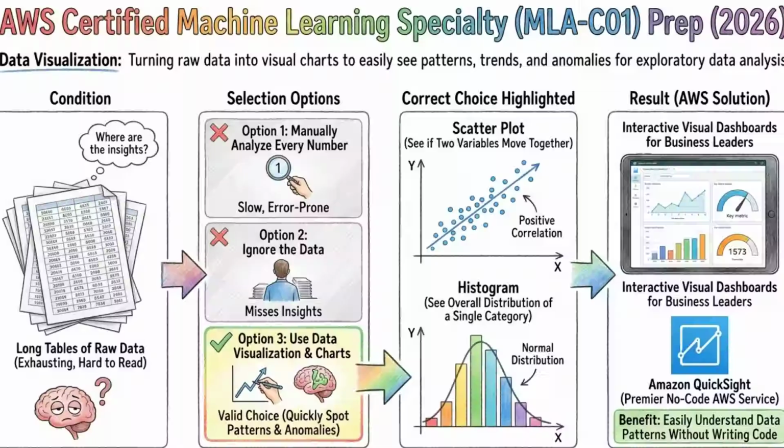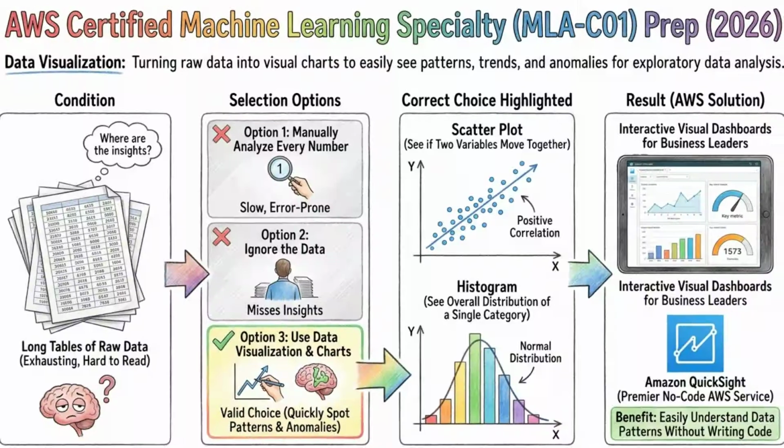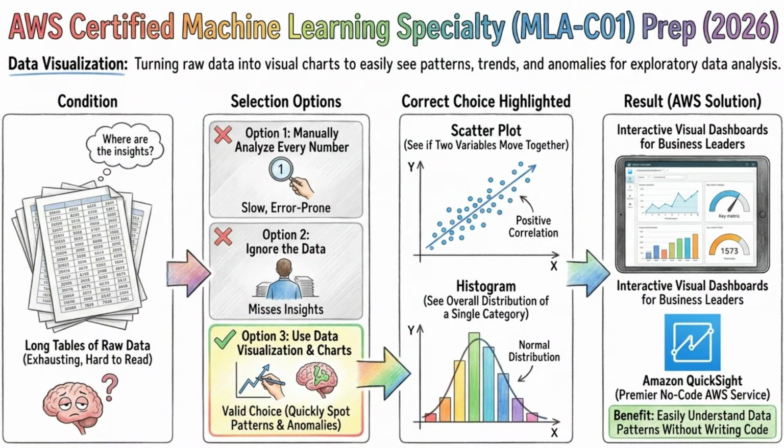Reading long tables of numbers can be exhausting, which is why data visualization is a massive part of exploratory data analysis. Creating visual charts makes it incredibly easy for the human brain to instantly recognize complex trends and hidden anomalies. You can create scatter plots to see if two variables move together, or use histograms to see the overall distribution of a single category. For the exam, remember that Amazon QuickSight is the premier AWS service for building interactive visual dashboards that can help business leaders understand these data patterns without writing any code.